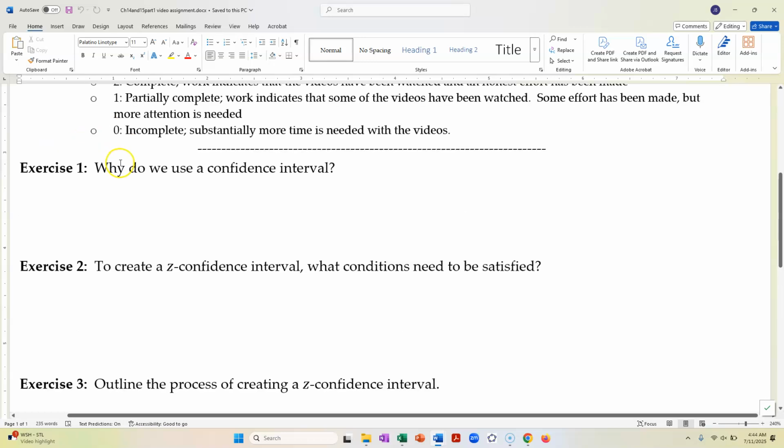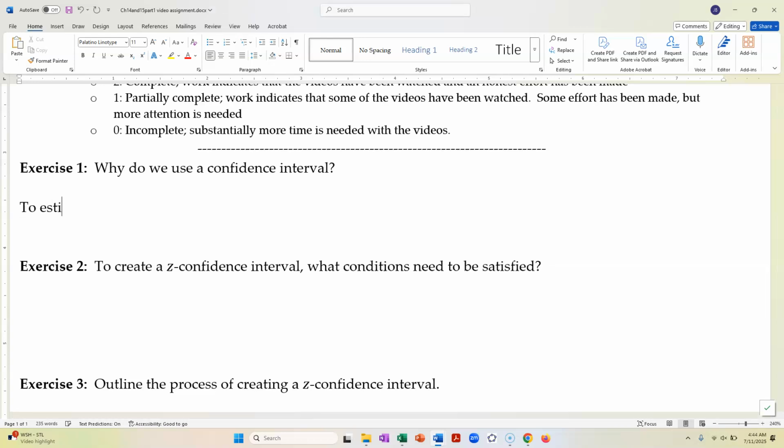So the first section, part 1 and part 2 of part 1 of 14 and 15, was focused on confidence intervals. So the first question asks, why do we use a confidence interval? And the answer that I would use is something along the lines of: to estimate the range of the true (unknown) population mean.